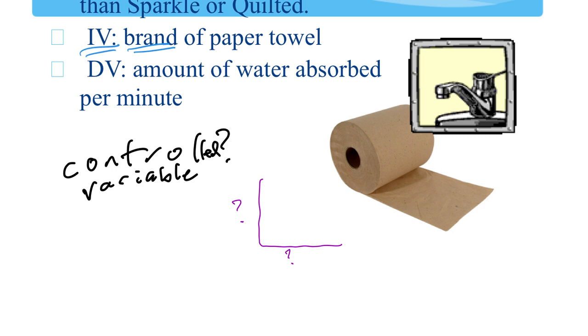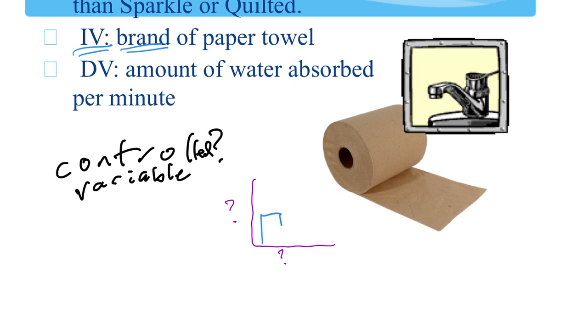So I would put the independent variable here. This would probably be, there's my 3 brands of towels. This would be the amount of water absorbed per minute. So how about grams of water absorbed, not dissolved, per minute.